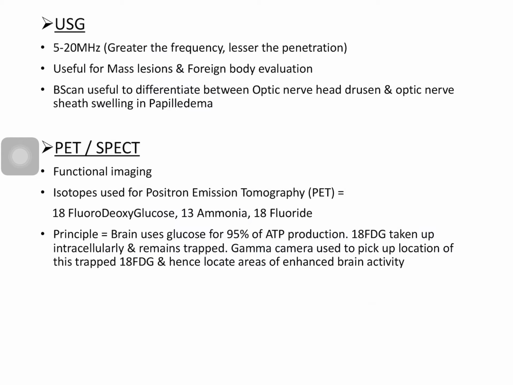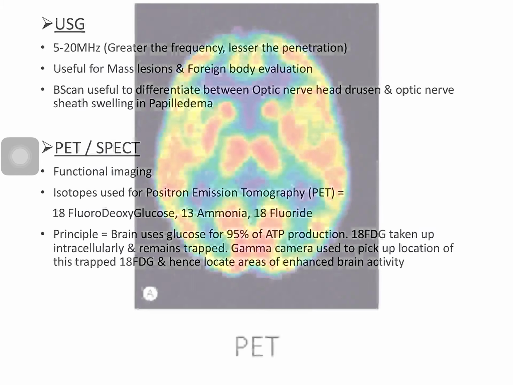The next investigation is PET or SPECT scan. Now these again are functional imaging. These do not image the structures, they image the function of those structures that we are studying. For PET scan, which is more commonly done, the isotopes are 18 FDG, 13 ammonia or 18 fluoride. And the principle is that these isotopes get stuck inside the brain because the brain is going to use glucose for its metabolism. It is going to take in the glucose, it is going to remain intracellularly, and it doesn't go out. Special gamma cameras are used, and these gamma cameras pick up wherever these isotopes are present. So wherever there is brain activity, there is going to be this isotope of glucose, and wherever there is isotope of glucose, the gamma camera is going to pick up an image.